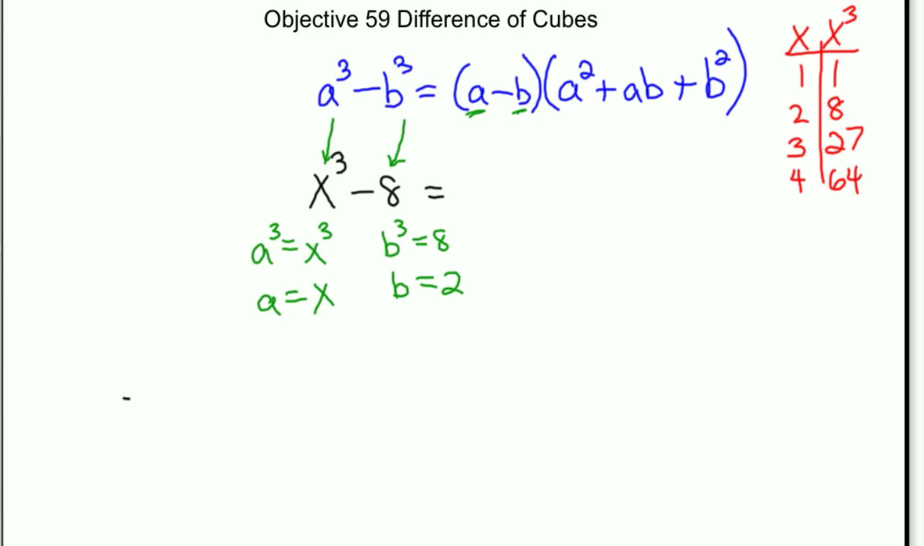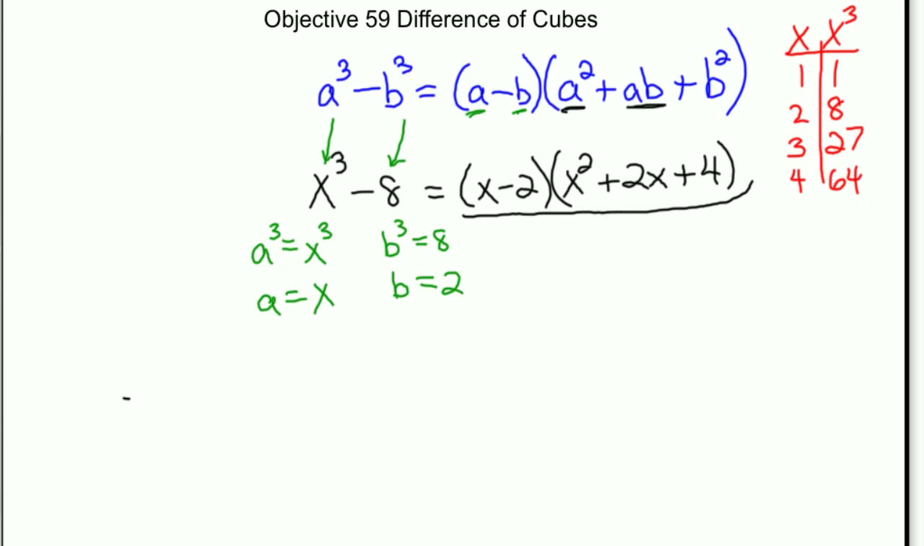Now I just substitute the a and the b into my formula, so x cubed minus 8 is going to equal x minus 2. I'm going to square the a value, so when I square the a, that gives me x squared. I'm going to multiply the a and the b, so that's going to give me 2x. And I'm going to square the b value, so 2 squared gives me 4. So x cubed minus 8 equals this quantity.